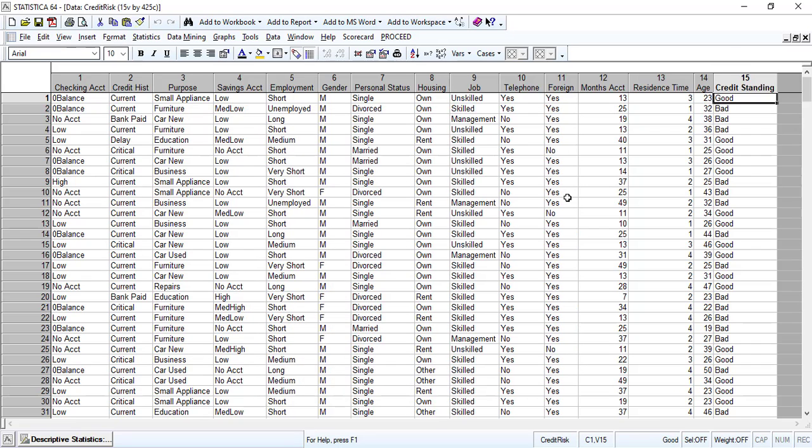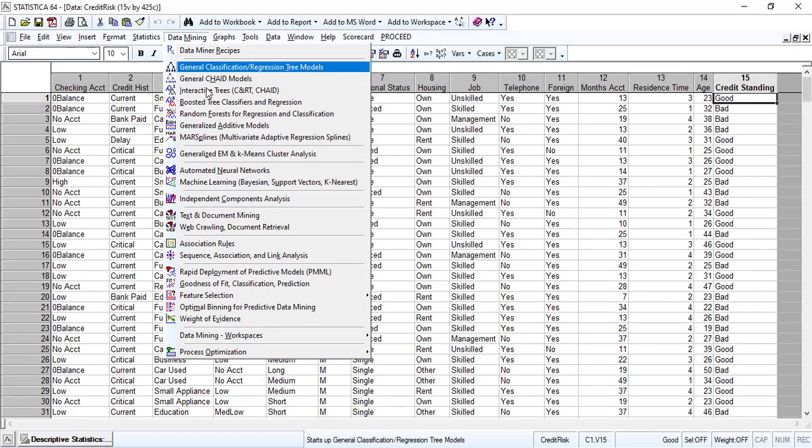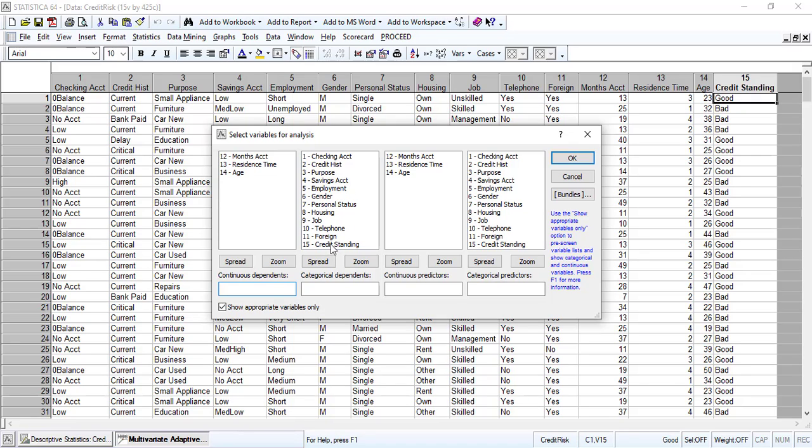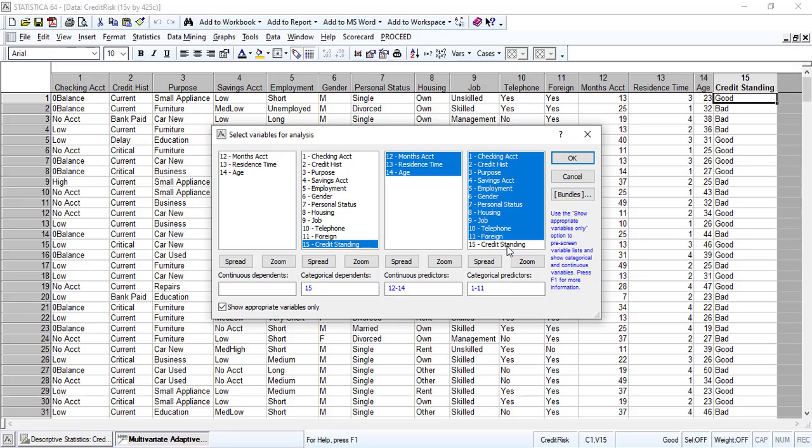Do we have any continuous predictors? Yes. What were our continuous predictors? Just use the show appropriate, right? We can show appropriate if you don't remember, because earlier we saw it when we were doing the descriptive statistics. There were only 3 of them. Okay? And the other ones, they are categorical, right? But credit standing is a dependent variable. Can I put it there? No. It's a target, right? So we cannot use it there.